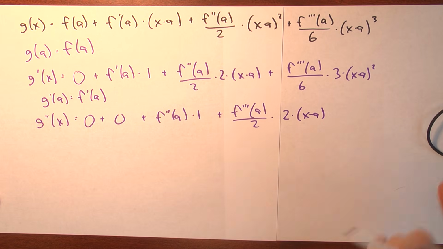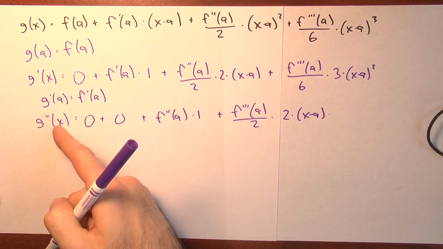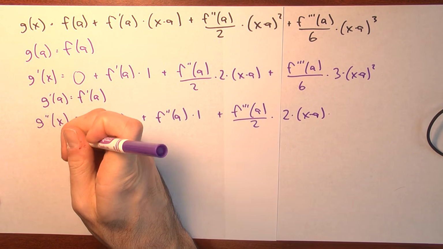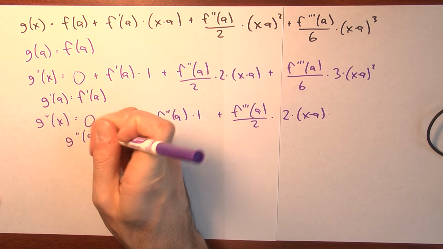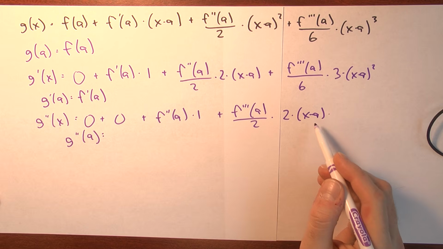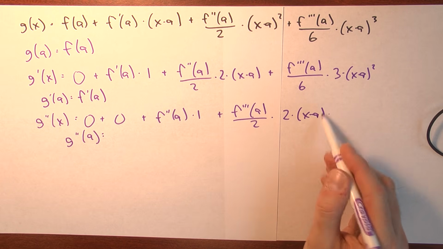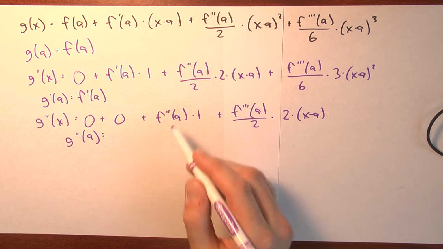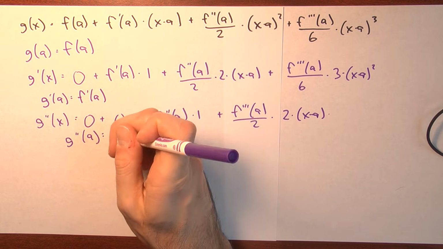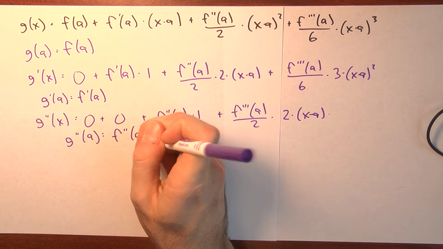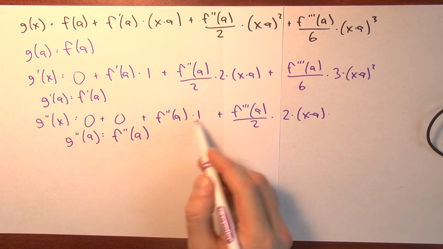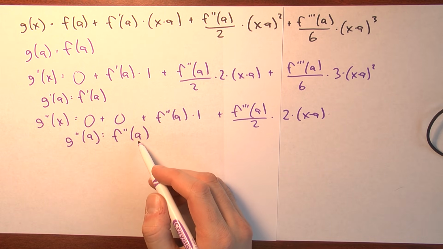Now, what is this when I plug in a for x? What's g double prime at the point A? When I plug in a for x, that kills this term, and the only thing that survives is this. So the second derivative of the function g at the point A is the same as the second derivative of f at the point A.